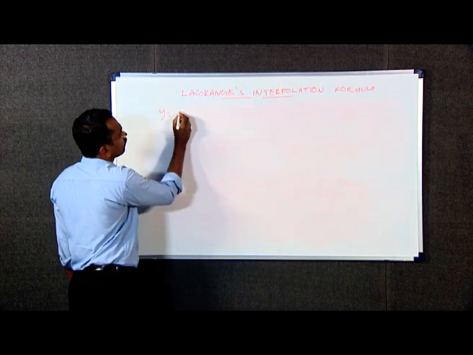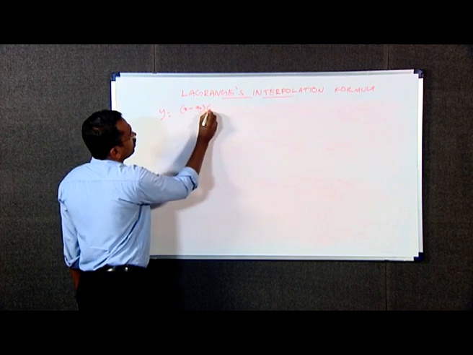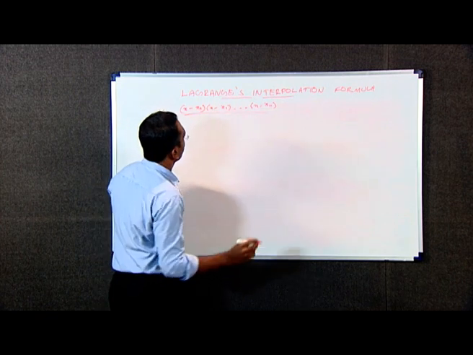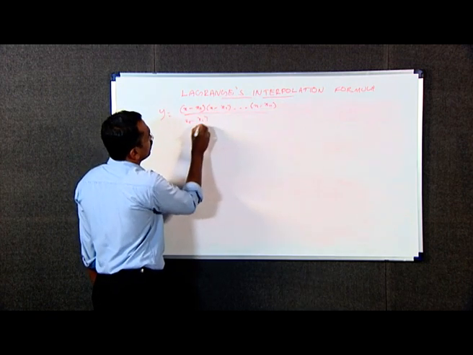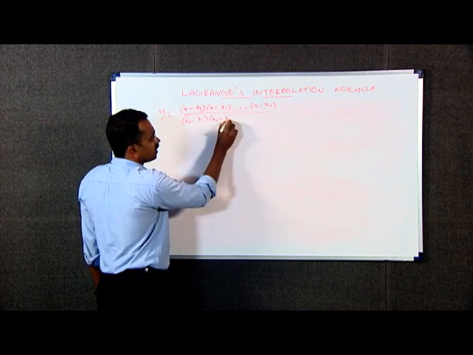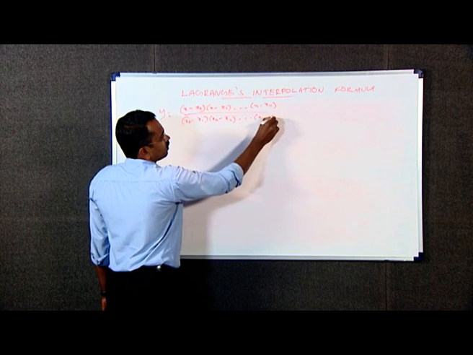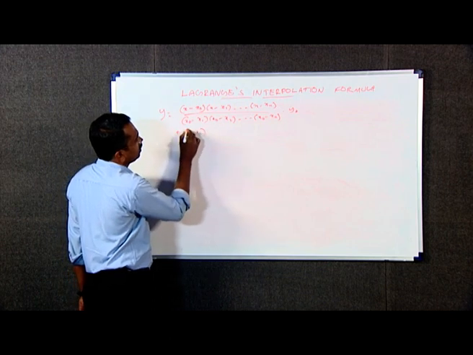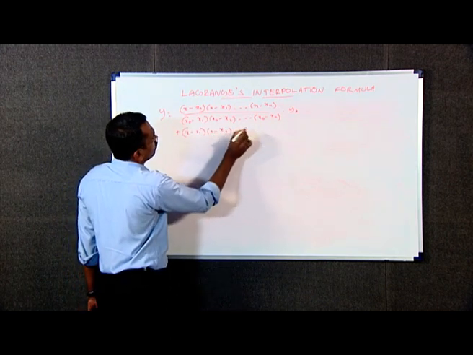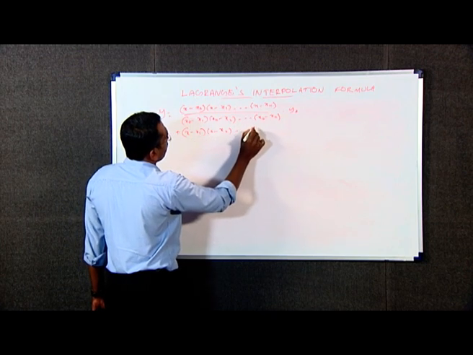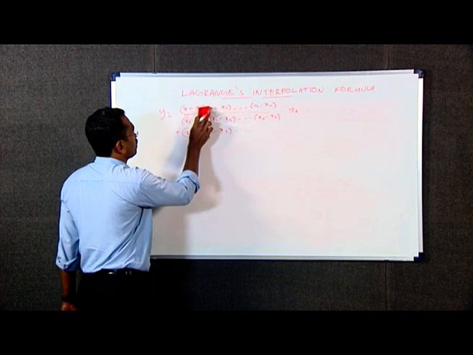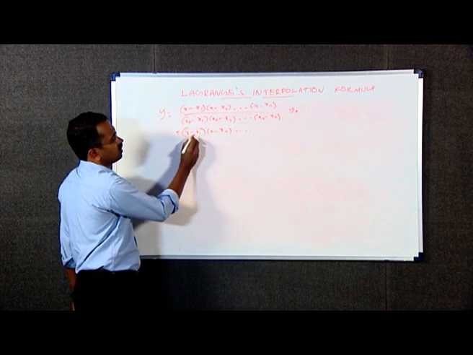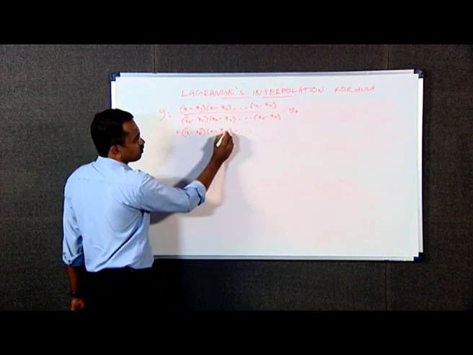y is equal to (x minus x naught) into (x minus x1) into etc. (x minus xn) divided by (x naught minus x1) into (x naught minus x2) into etc. (x naught minus xn) into y naught plus (x minus x1) into (x minus x2) into etc. (x minus xn). Sorry, in the second term (x minus x naught) into (x minus x2) into etc.